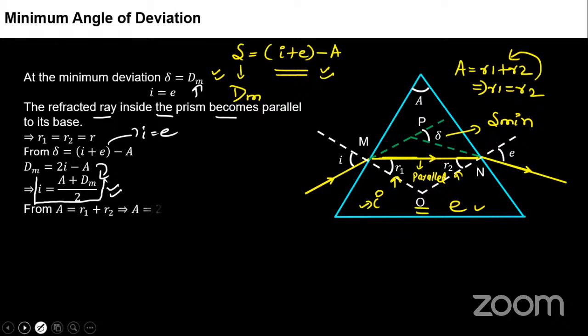Now also we know A equals r1 plus r2. If I keep r1 equals r2 equals r, on the right hand side, most right hand top corner, this will be 2r. And this shows you here. Now if I put A equals 2r, r equals A by 2 here.